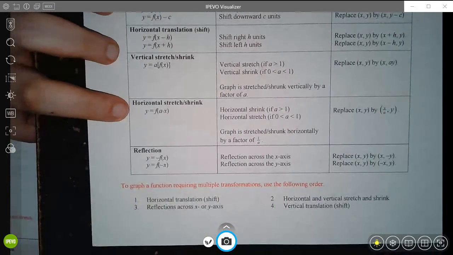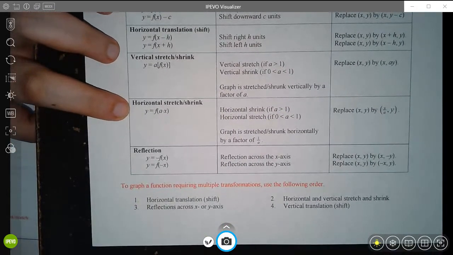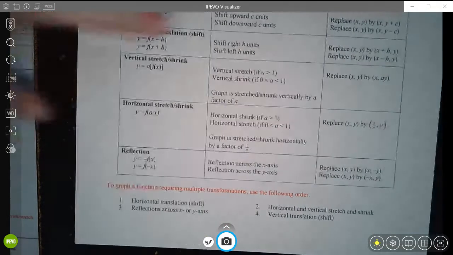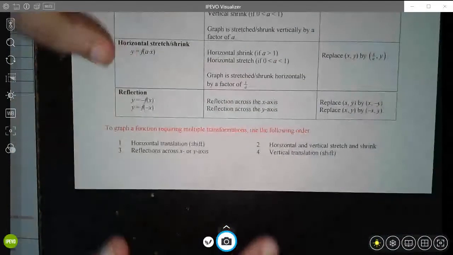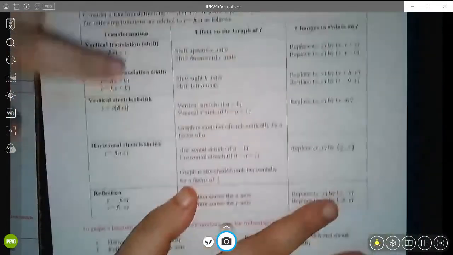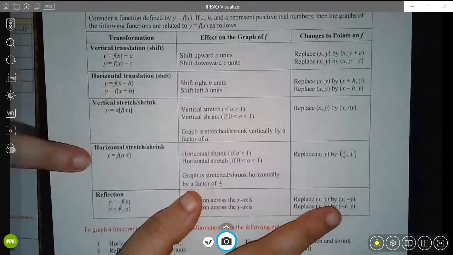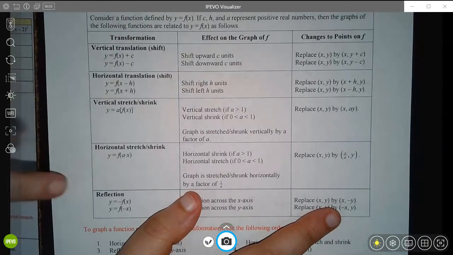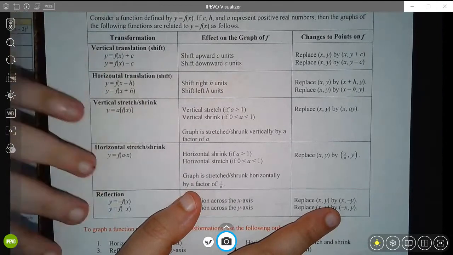Lastly, reflections, which is what we just looked at, across the x and y-axis. Now here's the part we didn't mention so far, because everything I showed you was one type of transformation at a time. We either did shifting, stretching, shrinking, and then reflection. I didn't mix them up, but there is an order.